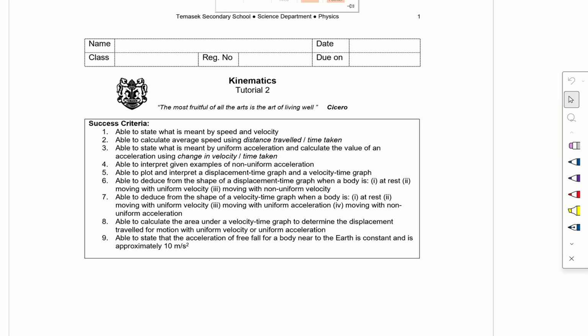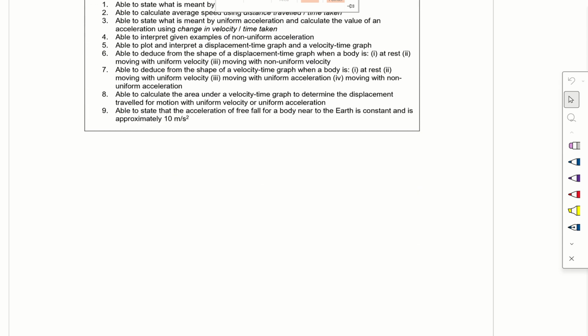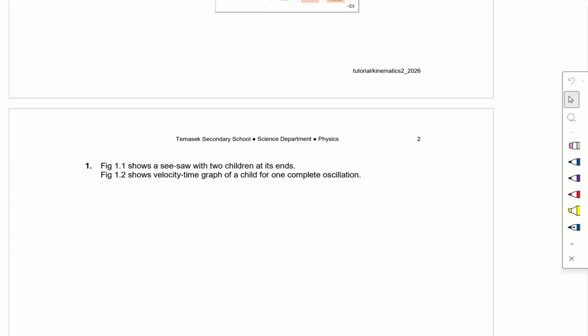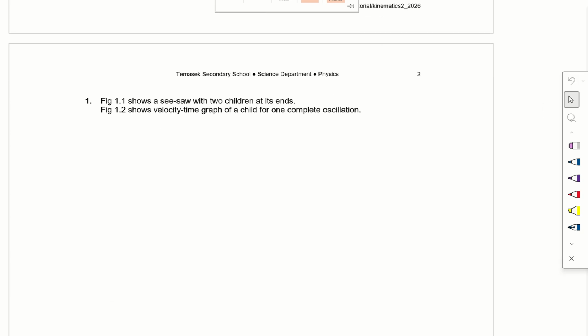Okay, for this video, I'll be going through Kinematics Tutorial 2. Figure 1.1 shows a seesaw with two children at its ends, and figure 1.2 shows a velocity time graph of a child for one complete oscillation. That means the child went up, then came down to its original point. So, what do you need to take note for velocity time graph?